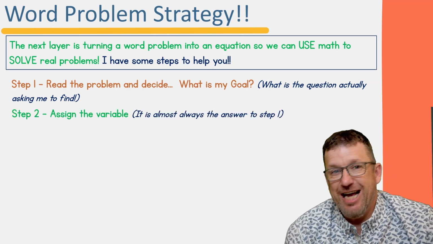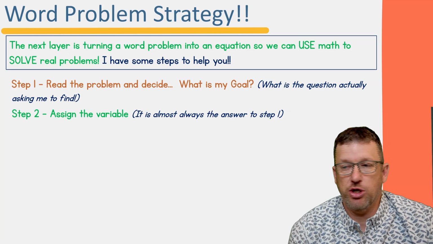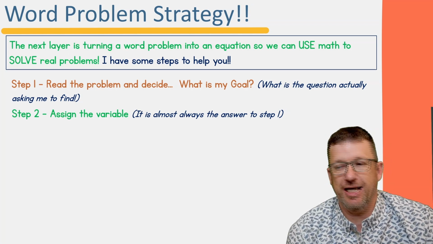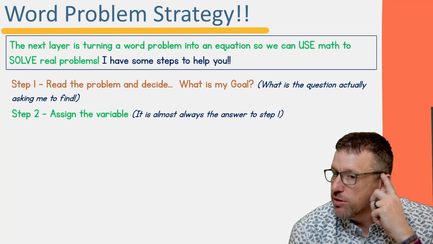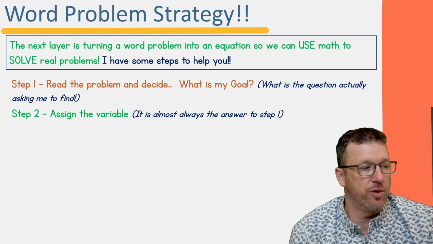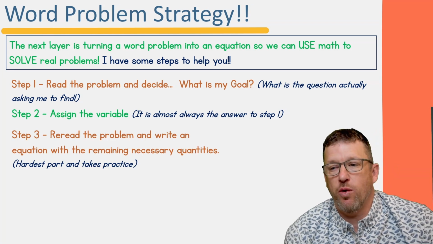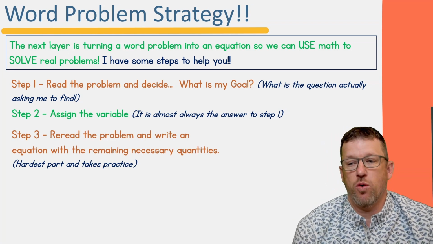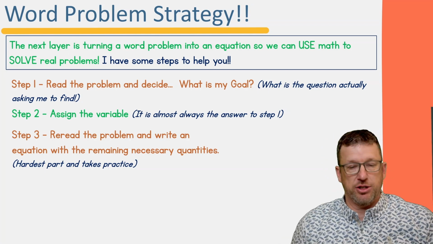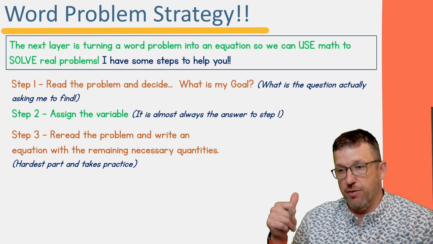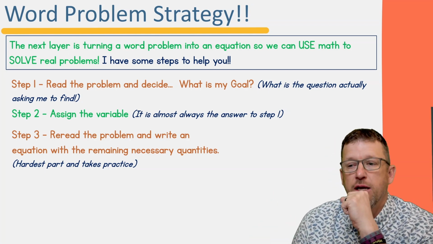Step two, assign the variable. So whenever you figure out what the goal is, put a variable there. That's the thing that's missing. Normally the question is asking you what is missing. So it's almost always the answer to question one. Number three, reread the problem and write an equation with the remaining necessary quantities. So this is the hardest part and it takes practice. So we reread the problem again and then we write the equation, okay? Based on, we have a variable and based on what we're trying to find.